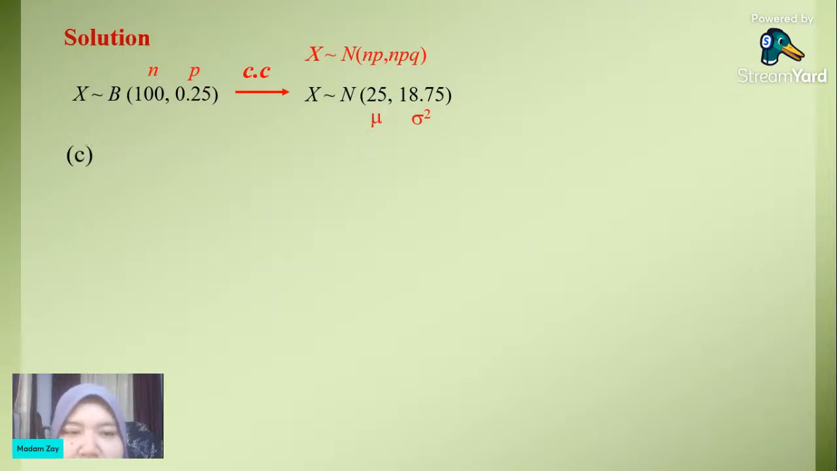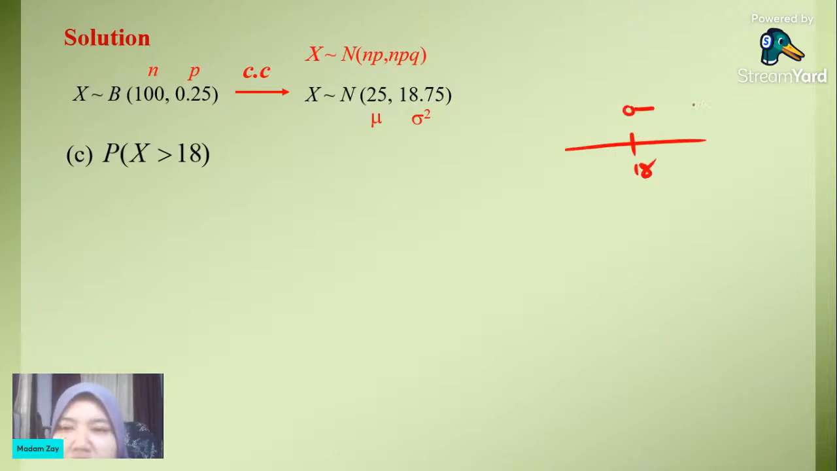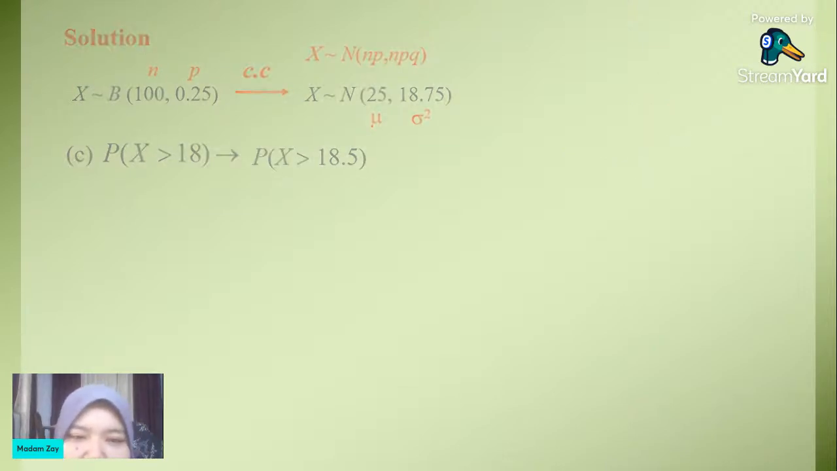And then for question C, probability of x more than 18. So to do the continuity correction, is 18 included? No. So if not, then we have to cut the ties. So this is the tie, we cut it. So what we need to do is to take from 18.5 and above.